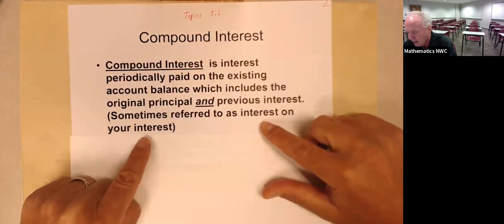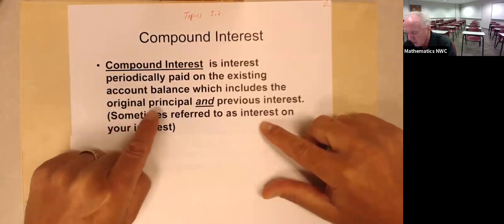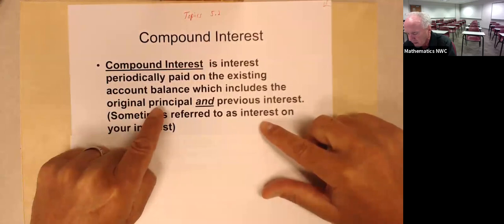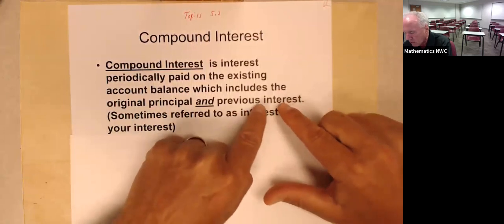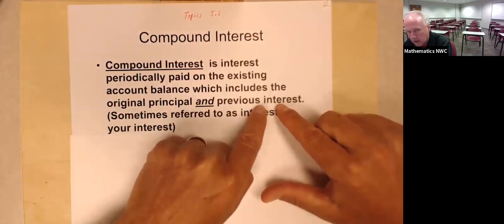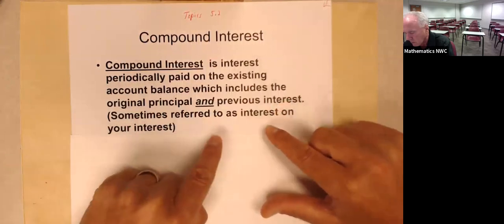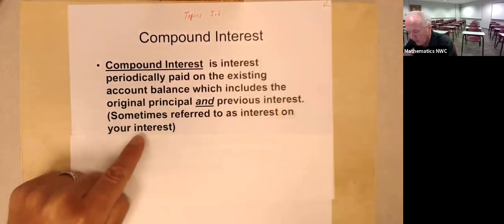What do I mean by that? Well, we get interest on our original principal, but if we're going to get interest on the principal and previous interest, that means I'm getting interest on this previous interest. Hence, we say interest on your interest.